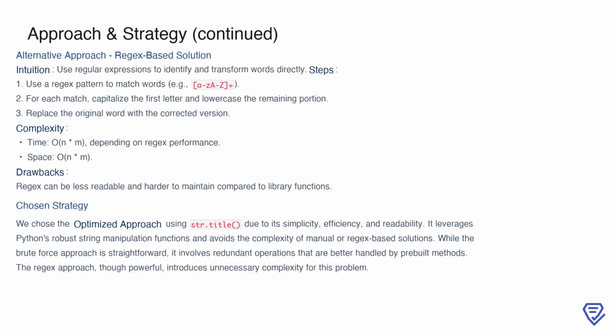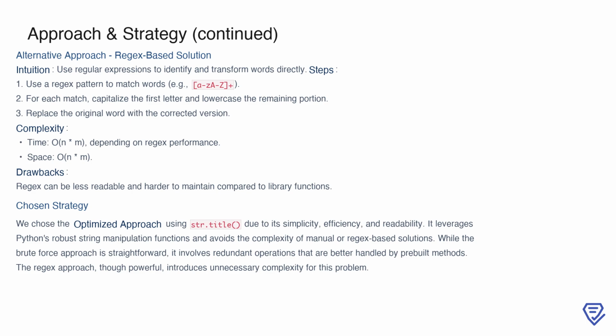The process involves defining a regex pattern to match words, such as \w+, and then applying transformations to capitalize the first letter and lowercase the remaining portion of each match. Finally, the original word is replaced with its corrected version. The complexity of this approach is also O(n*m) in terms of time and space, but regex operations can sometimes introduce additional overhead depending on the implementation.